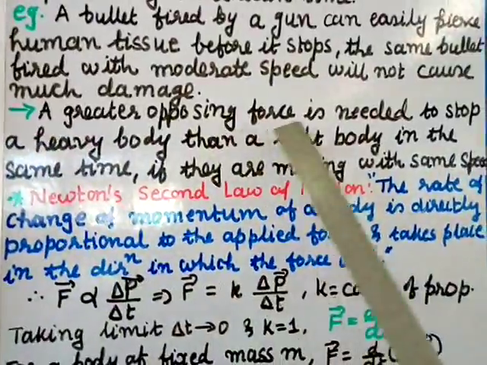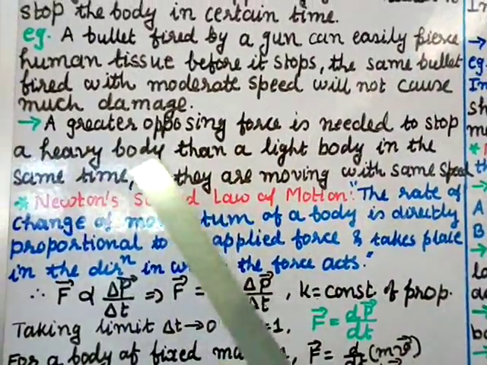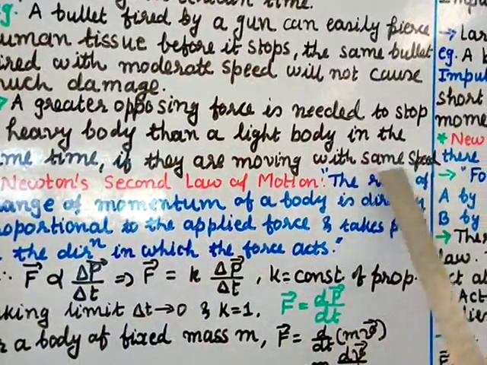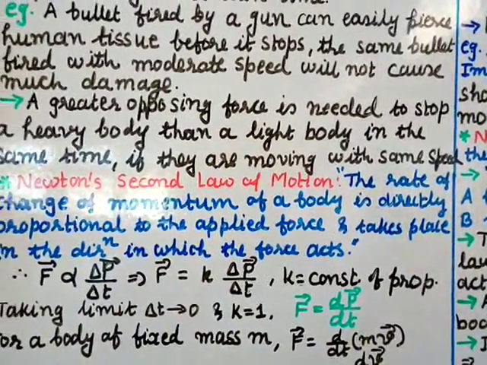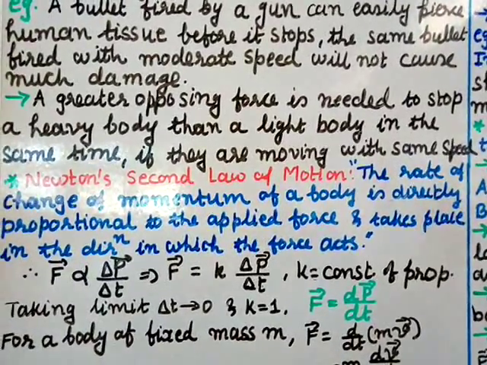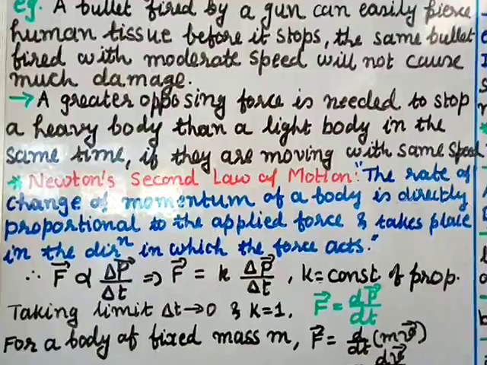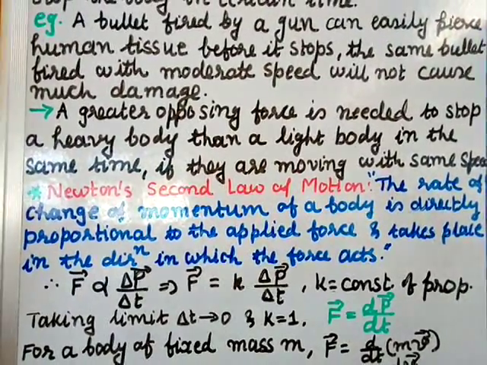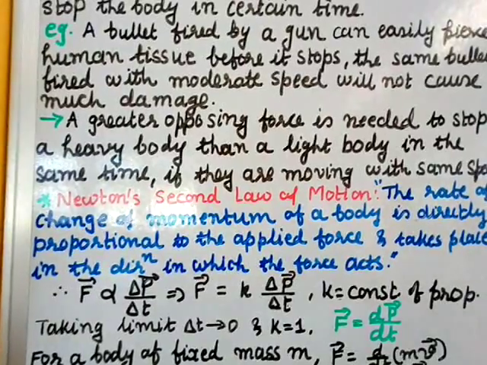A greater opposing force is needed to stop a heavy body than a light body in the same time if they are moving with the same speed. So similarly, if you have two objects, one heavy and one light, and they are moving with the same speed, then to stop the heavy body you require more opposing force than for the lighter body.